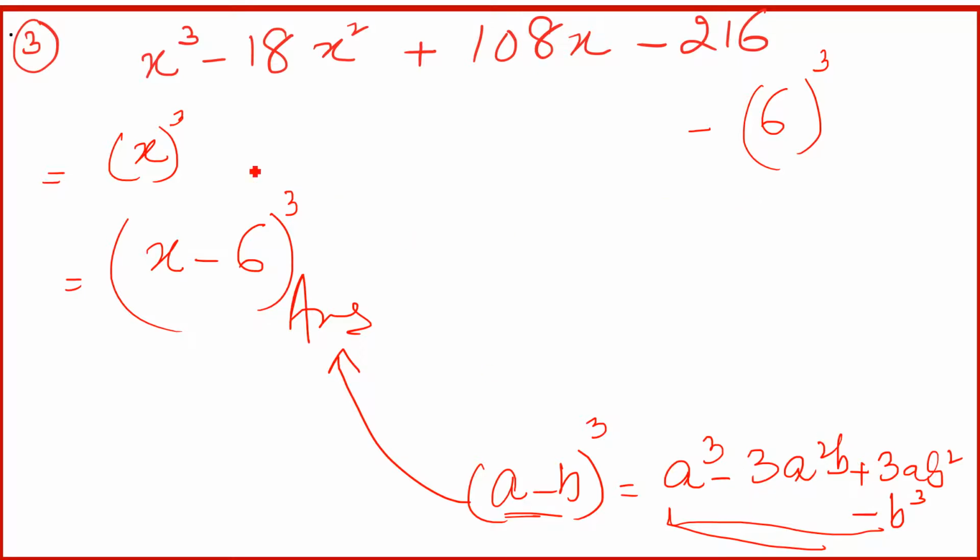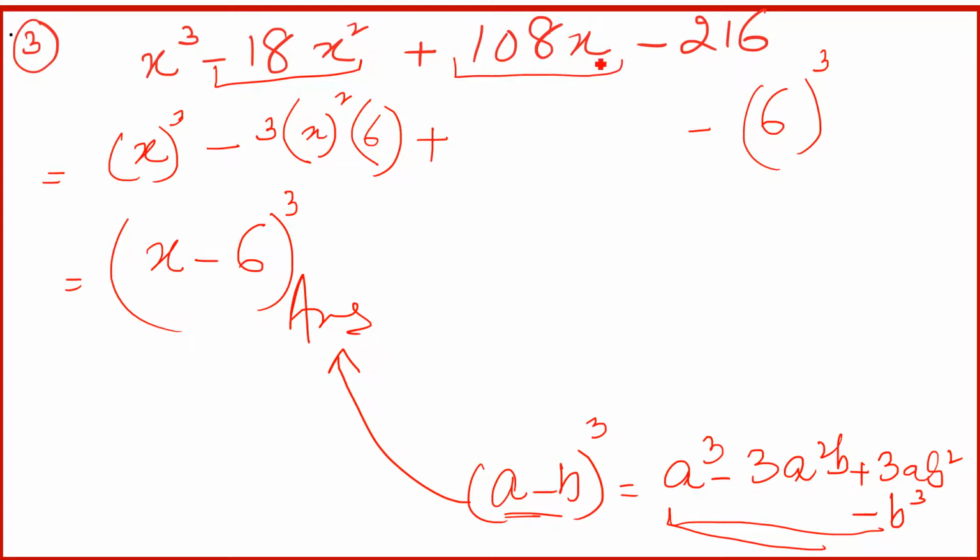Minus 3a squared b, minus 3. Instead of a, we have x. See, this is a, this is b. Make the square of this, and then b we have 6. When you multiply all this, it should be equal to this: 3 6 times 18, minus 18x squared. Now what I am going to write down here should be equal to 108x.